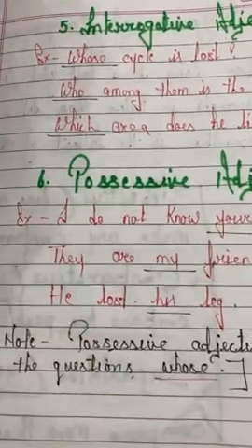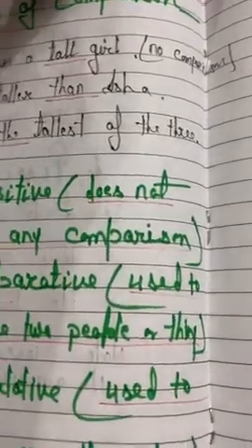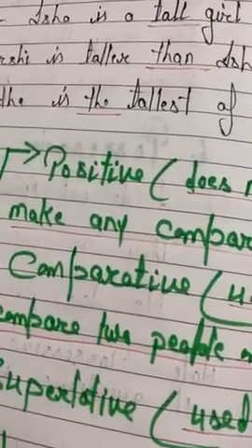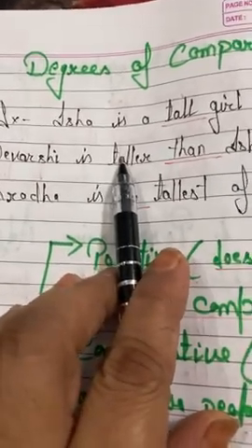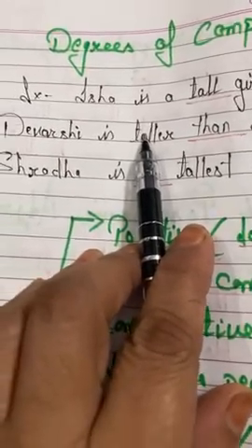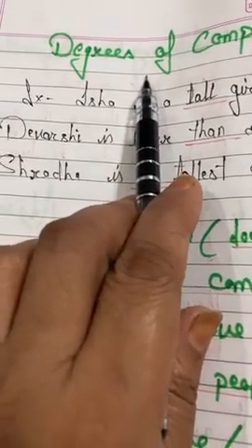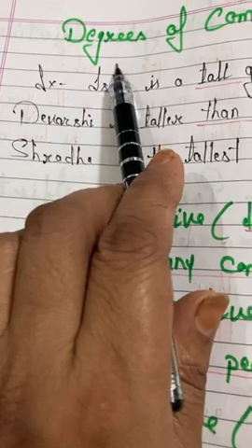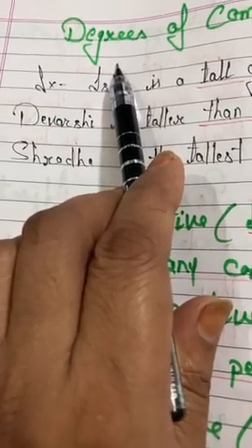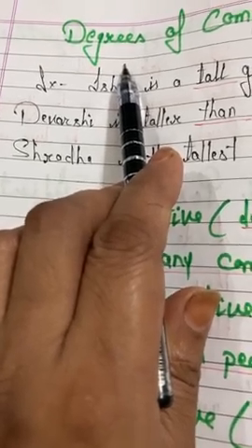Come to our next topic. What is our next topic? Just have a look. Degree of comparison. Okay students, so what do you mean by the term degree of comparison? Adjectives change their forms to show comparison, and these different forms of adjectives are called degrees of comparison.